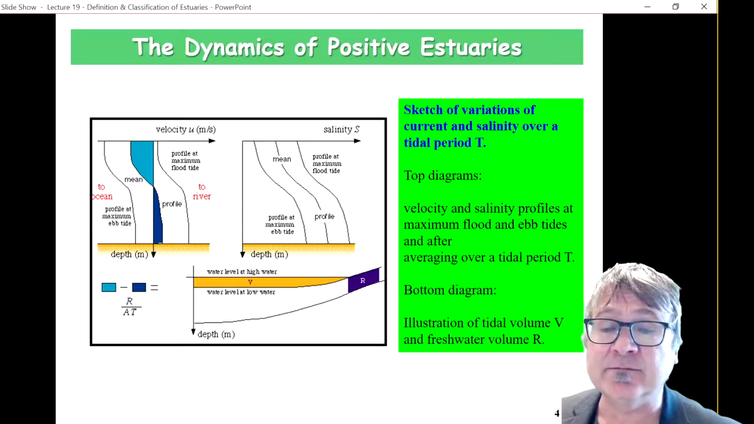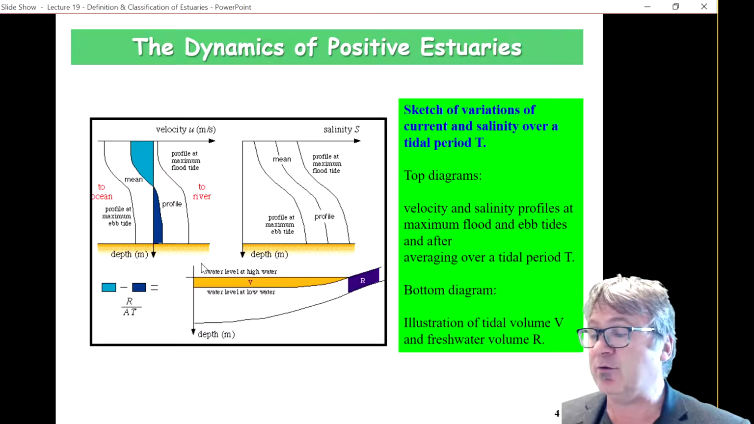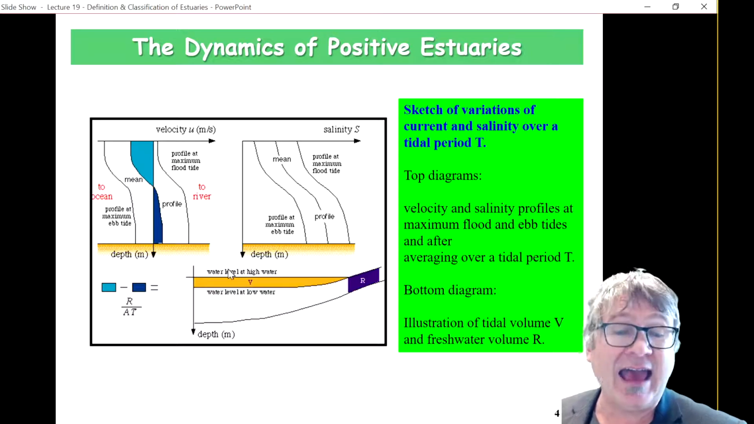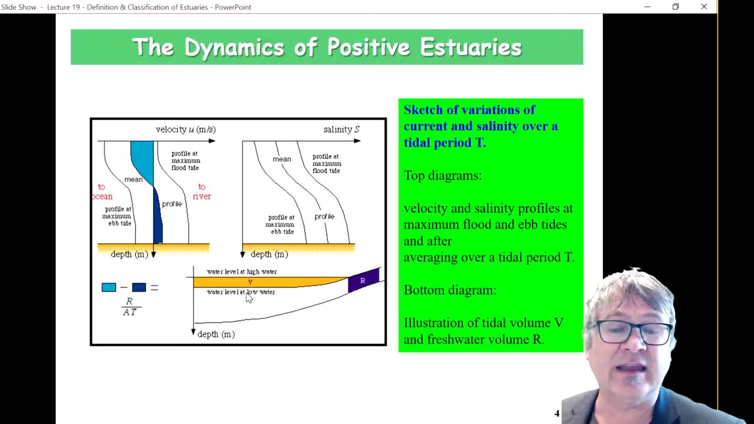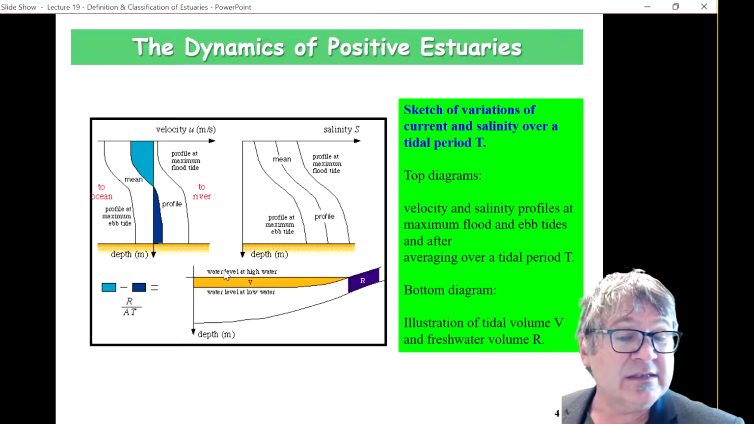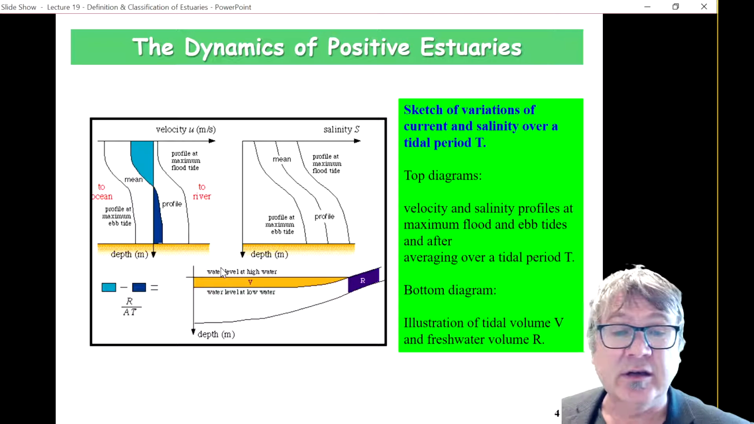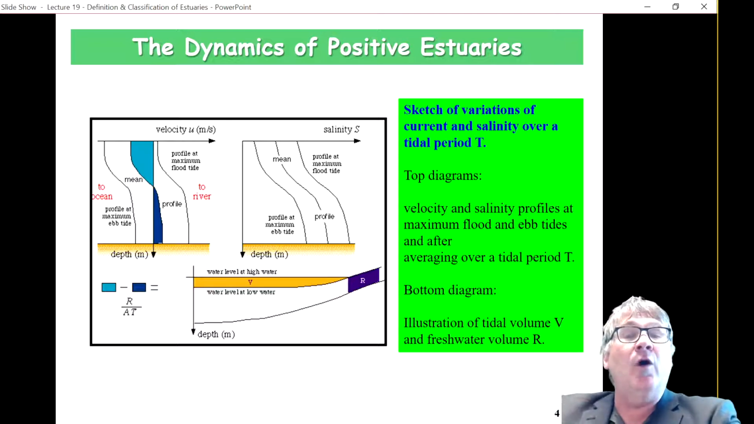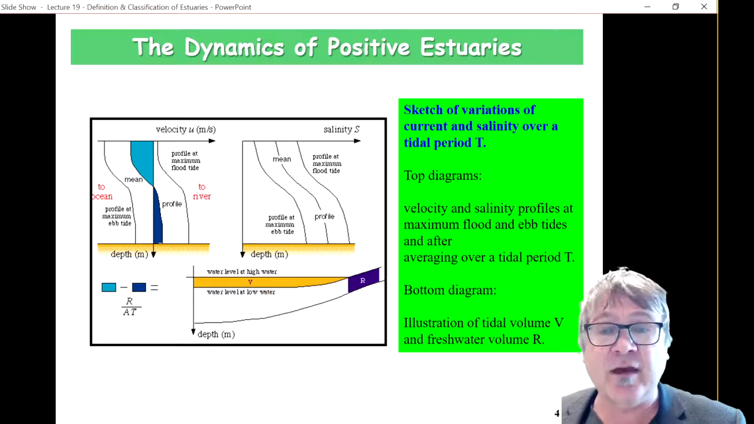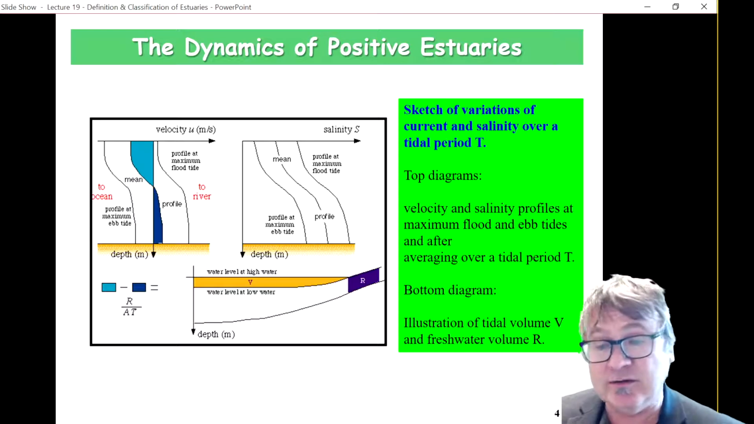The way we do that is we look at the volume introduced and removed by the tides during a tidal cycle. So we look at the difference between the water level at high tide and the water level at low tide. This is a vertical scale associated with that. It's called the tidal range. If we multiply this with the horizontal area of your estuary, we get a volume. We call this the tidal volume.